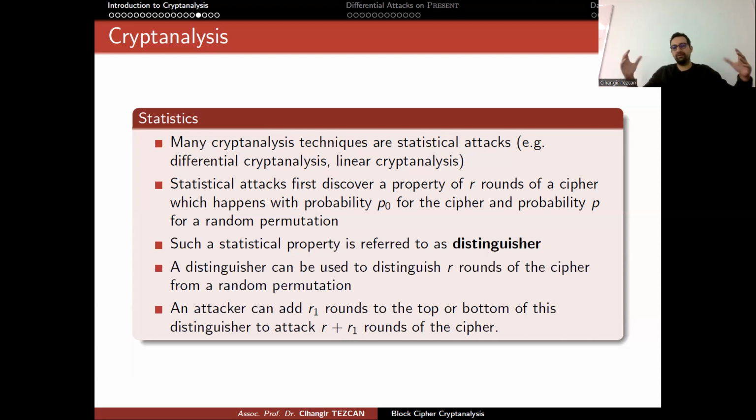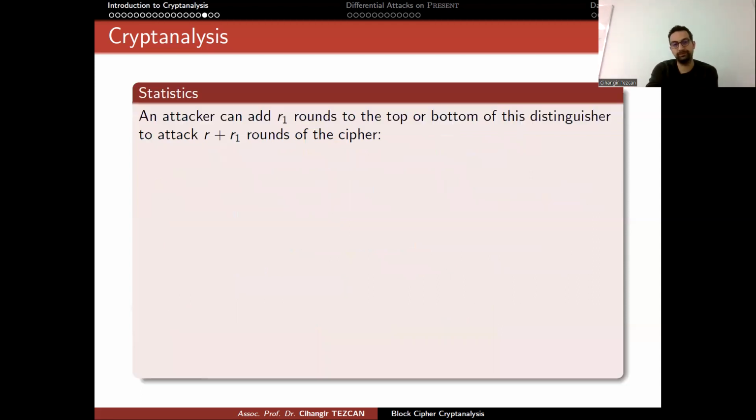But if the design is lightweight, or depending on the situation, you can find, for instance, a 10-round distinguisher, but attack 20 rounds. So it always depends on your distinguisher, the design of the cipher, the attack type you are performing, and so on. So assume that you find the distinguisher. So how do you perform the attack?